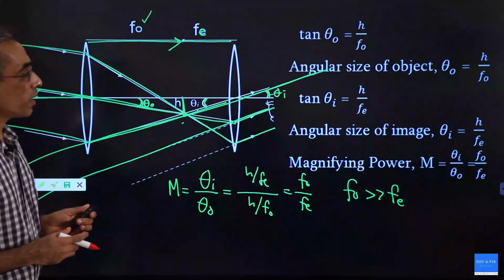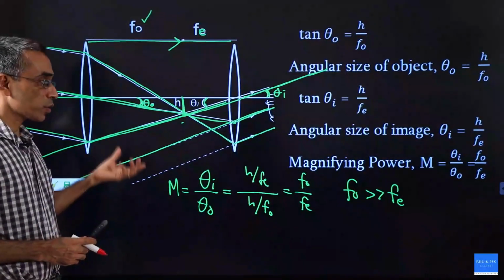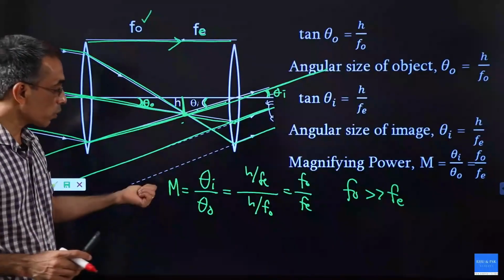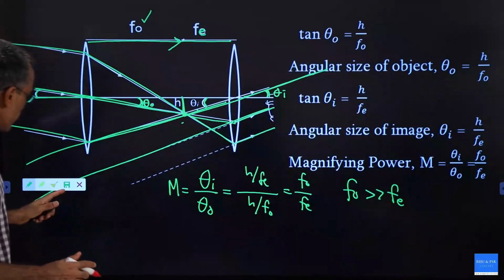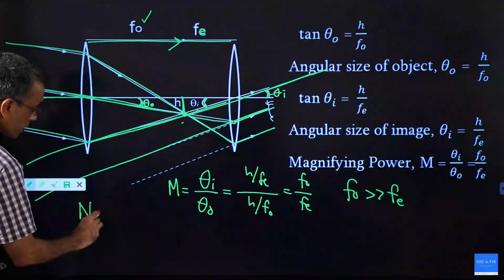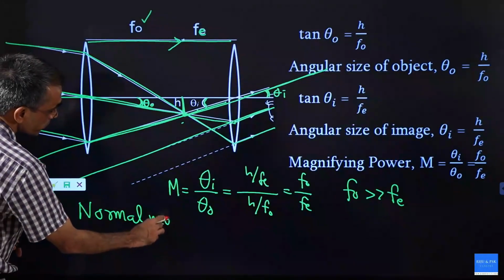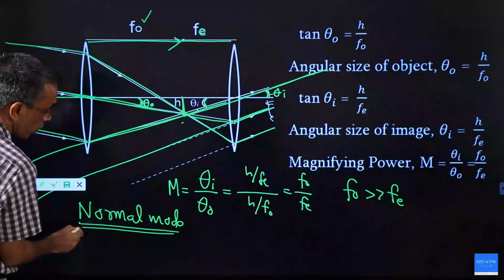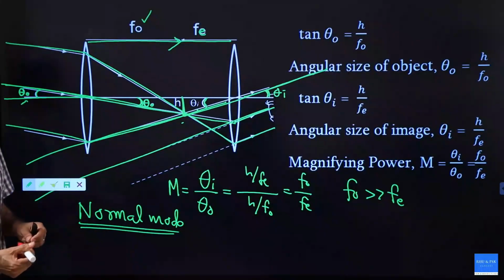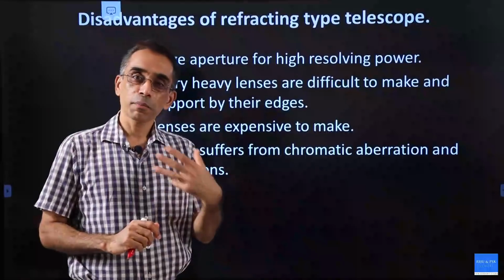So, normally telescopes are not operated in other mode, only this mode is operated. When the final image is at infinity, we call it the normal mode of the device. What is normal mode? Normal mode means the final image will be at infinity. This is a board point.